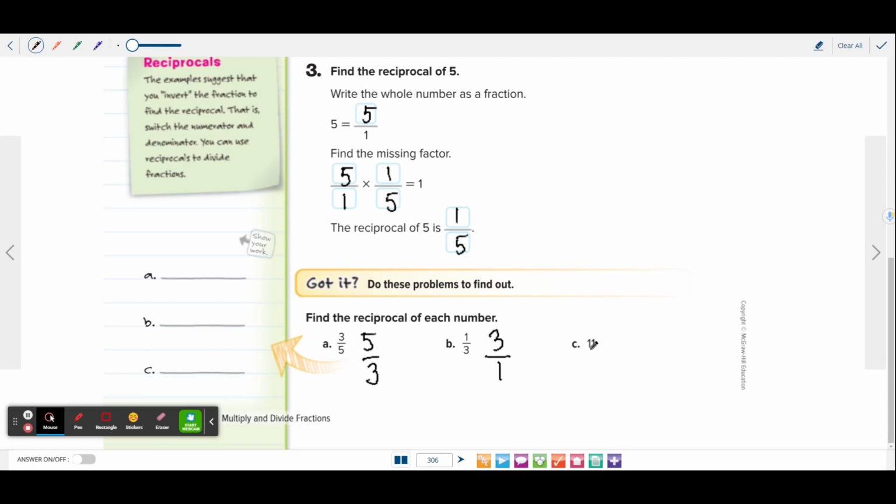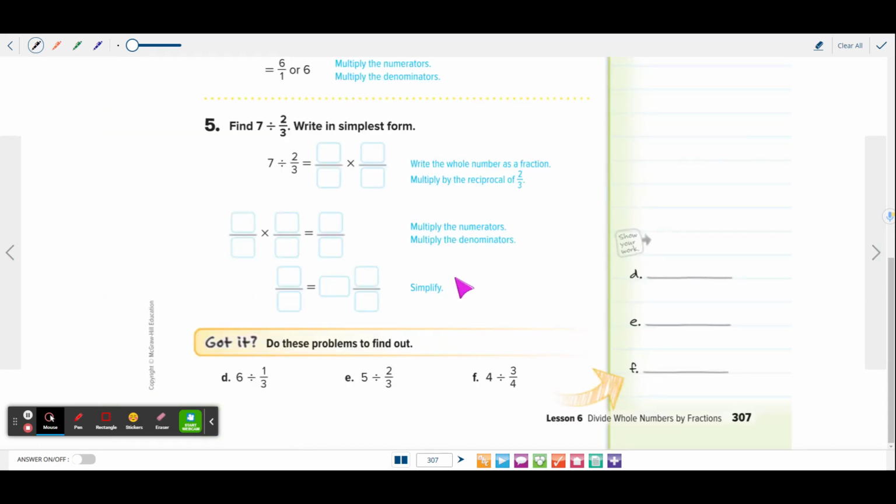Now 11 is a little bit harder. First you have to put it over 1, okay? And then find the reciprocal would be 1/11. They're not equal, sorry. I shouldn't have put equal sign in there. The reciprocal is 1/11. Okay? All right, let's go to page 307.